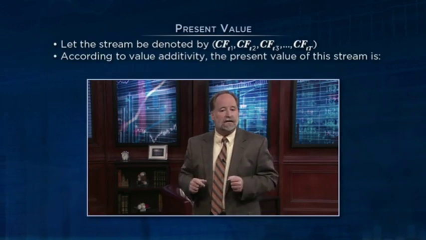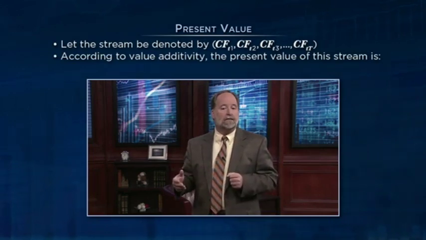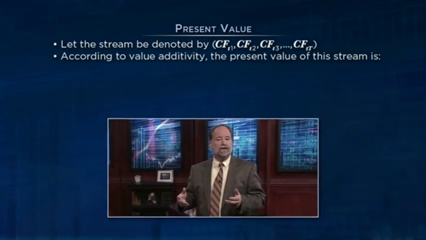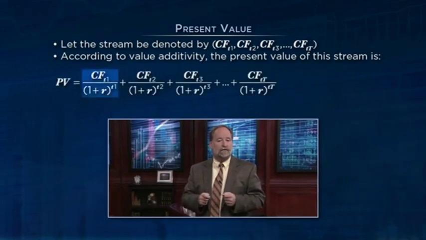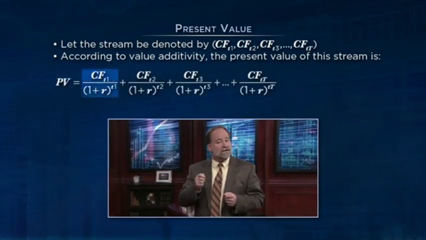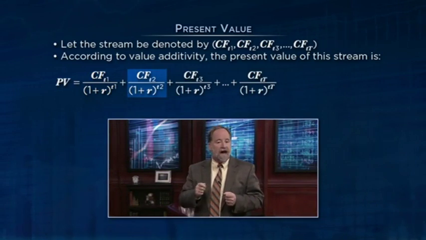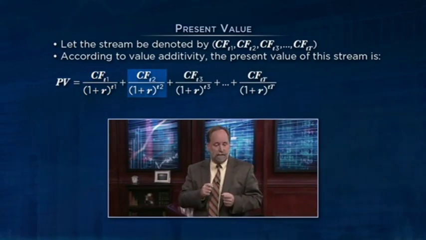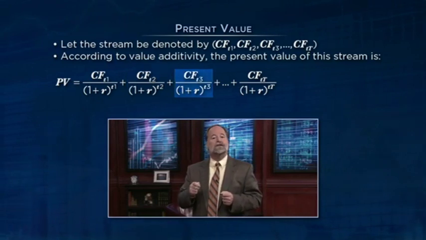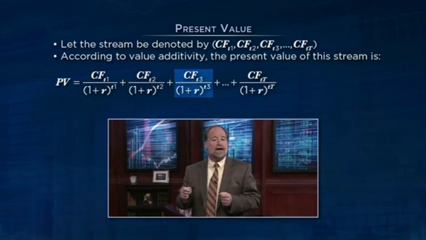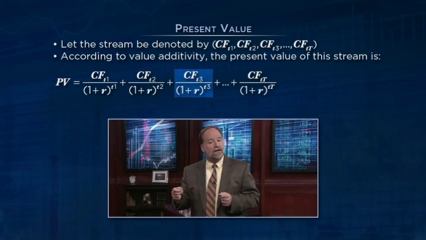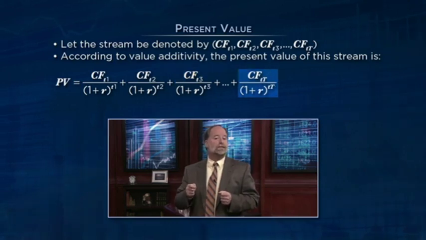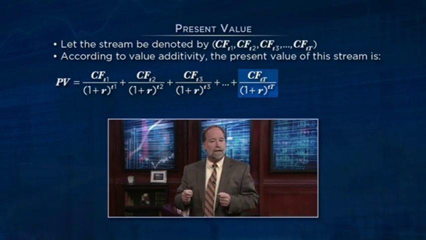According to value additivity, the present value of this stream is simply going to be equal to the first cash flow discounted back how many years? T1 years, plus the cash flow of the second payment discounted back at a rate R for T2 years, plus the cash flow of the third payment discounted back at a rate of R for T3 years, all the way up to the cash flow of the last payment that occurs after T sub T periods, discounted back for T sub T periods.